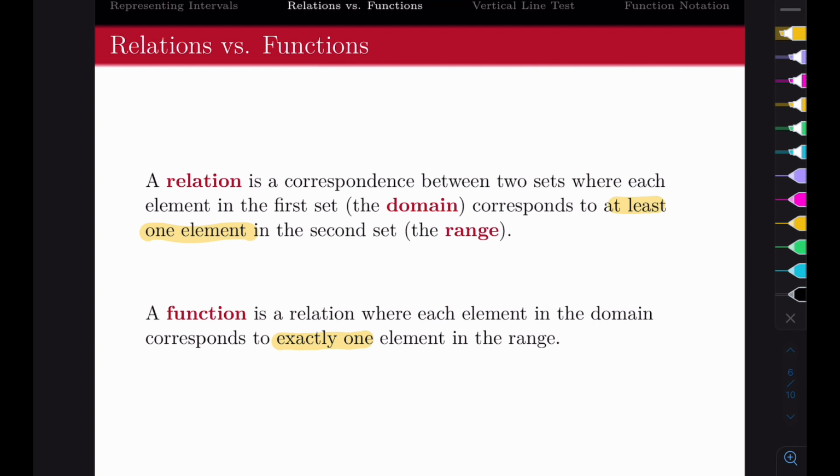Now, if instead I define a different relation and I say our students are the input, but the output is their height. There's absolutely no way that someone's going to have multiple heights. You are one set height. So that's going to be something that is a function. The input has a single output.